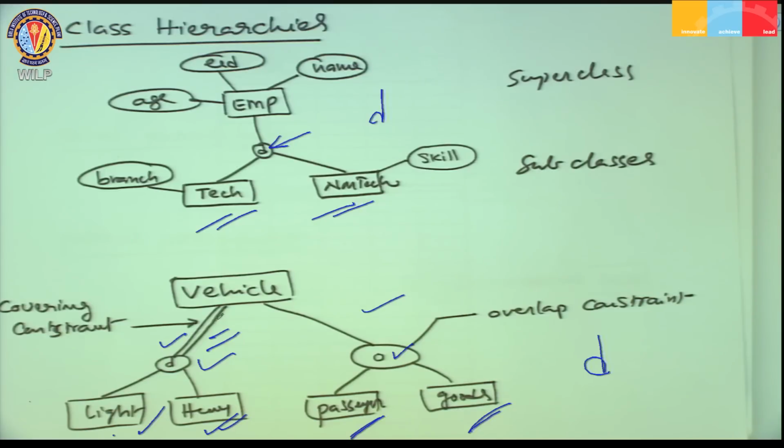Whereas in this case it is a double line, and in this case it is a single line, indicating that if there is a vehicle, it may be a passenger vehicle or goods vehicle, sometimes it could be both, or sometimes there may be some vehicles which are not participating in any of these categories. For example, an ambulance is a vehicle, but it is neither a passenger vehicle nor a goods vehicle. So some of the instances of the superclass are not participating in any of the subclasses. That is called partial participation of the superclass entity in the subclassing. It is partial, so it is a single line representation indicating partial participation.